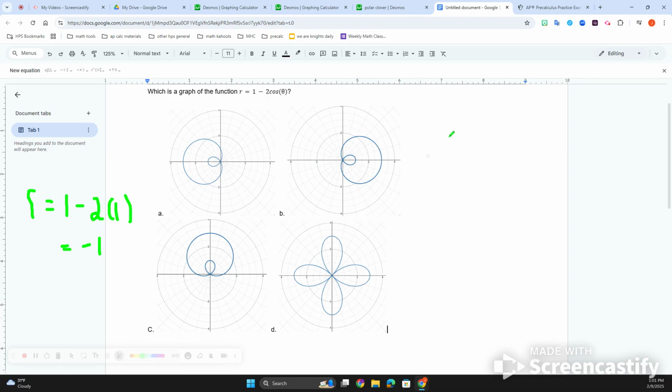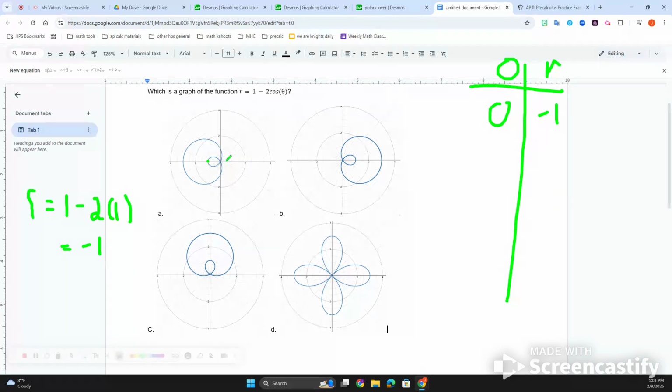So right away, I know that (0, negative 1) on my in and out table should be on the graph. Where is (0, negative 1)? Well, at 0 angle of rotation, my distance away from the origin should be negative 1. Now I can't be out here. I've got to be at that green point. I can cross you out, because you don't have that point.